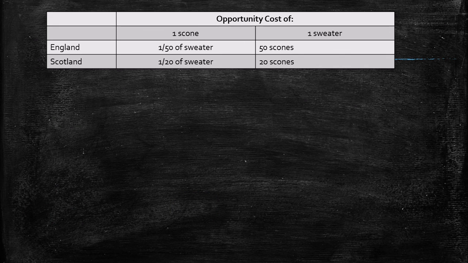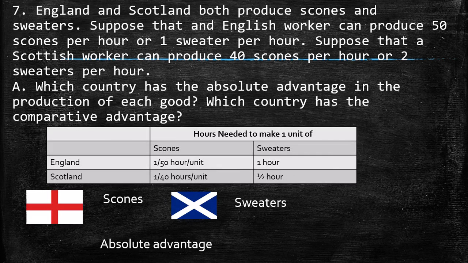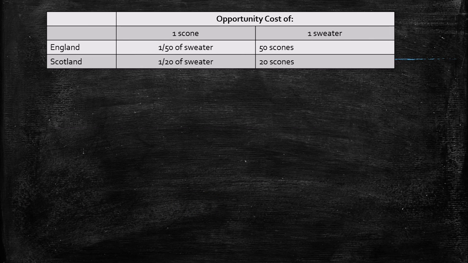After, we have to look at the opportunity cost in order to find the comparative advantage. So in this case, in the time that they make 1 scone, the English worker can produce just 1 over 50 of a sweater. For 1 sweater, the English worker can produce 50 scones.